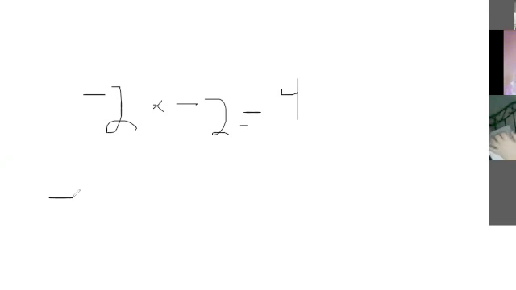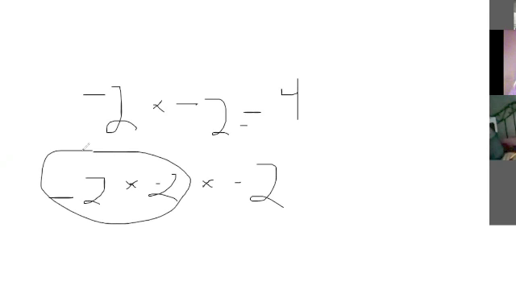But if you have -2 times -2 times -2, now since you have a negative times a negative, these two multiplied together are going to be a positive, but now you have a +4 times a -2. So now the answer is going to go back to negative. So 4 times 2 is going to be -8. So 4 times a -2 is -8 now.